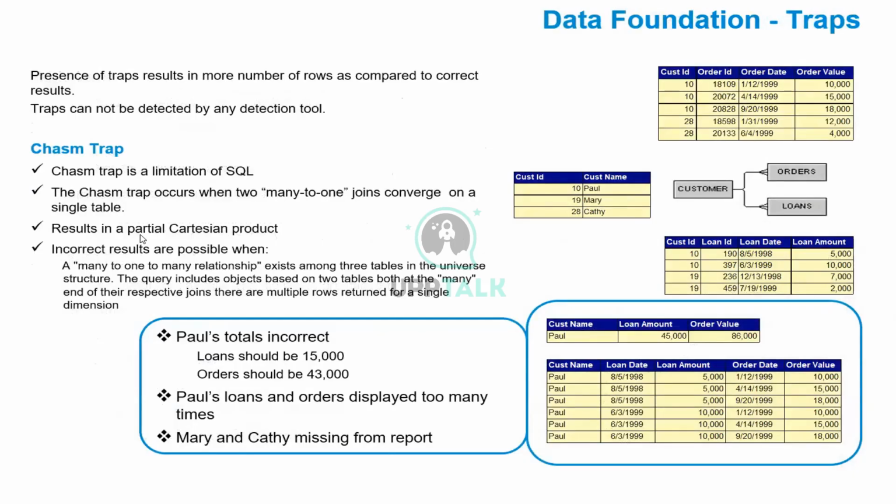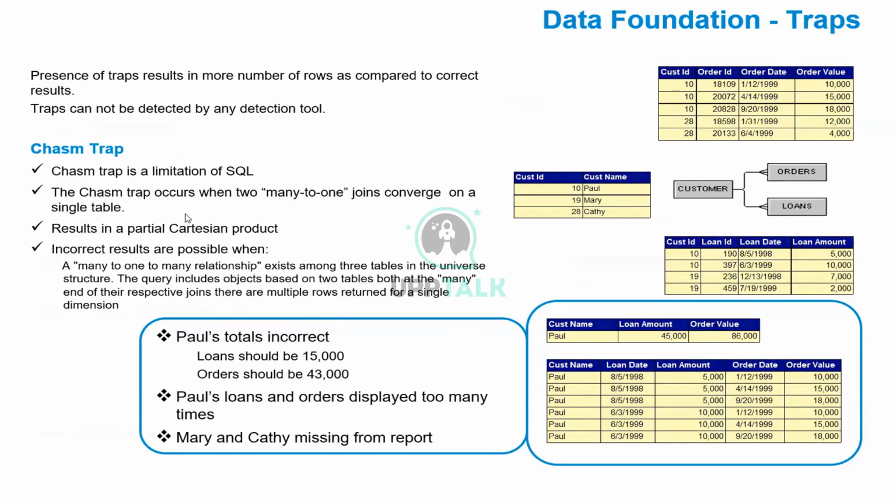These are kind of traps, chasm traps. There are two types of traps that get formed sometimes in our universe. If too many to one join tables converge on a single dimension table, here from orders and from loans, there are too many to one joins converging on a single table. In these situations, if we need the data from the orders table and also from the loan table, we'll get wrong results because of the chasm trap.